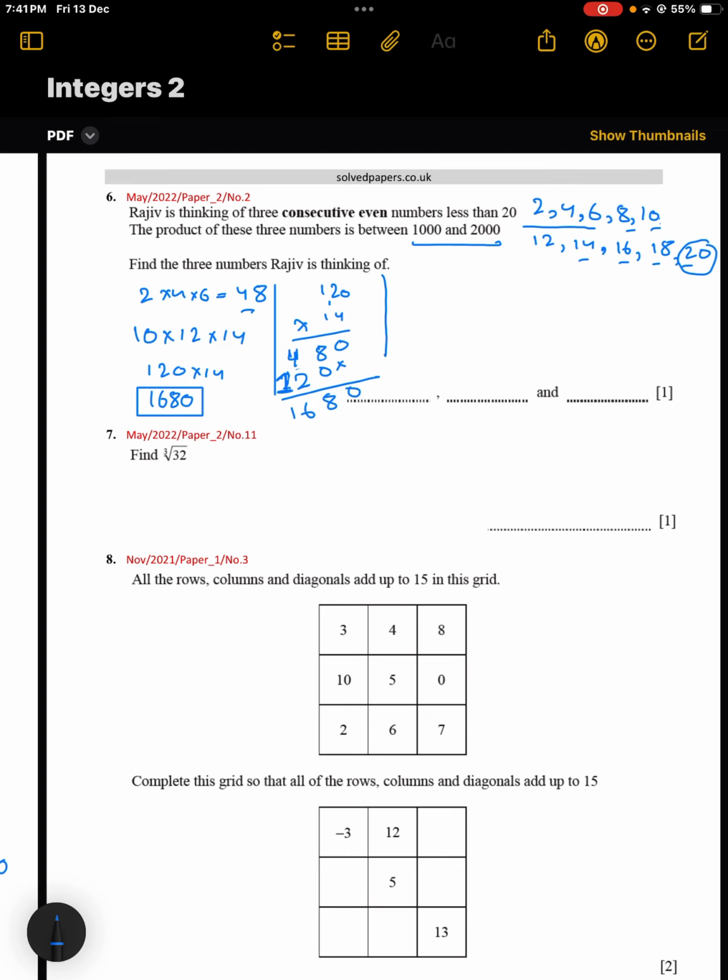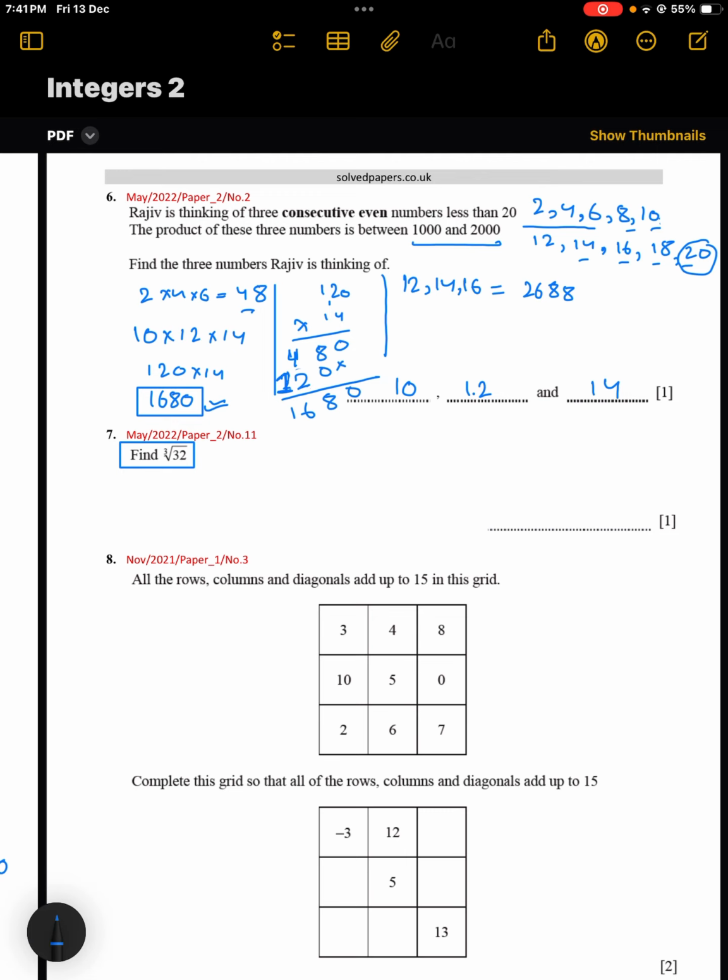What if I choose 12, 14 and 16? I'll use calculator for that. 12 times 14 times 16 will give me a greater answer. So I don't need these numbers. So it's good to go with 10, 12 and 14, because this will give us the answer which is in between 1000 and 2000.